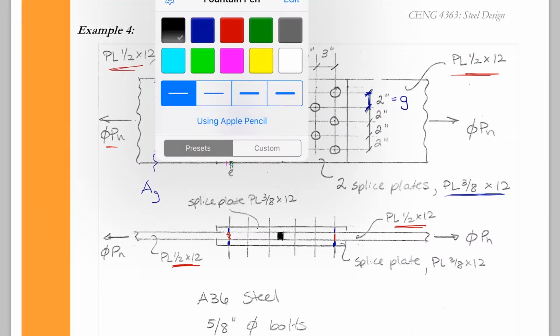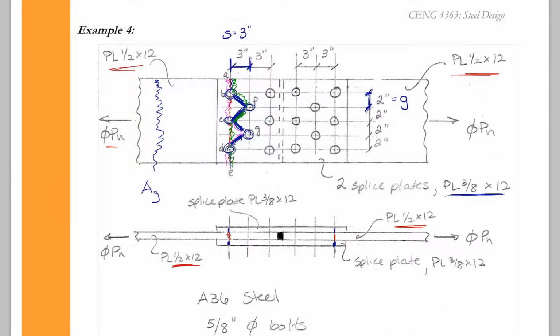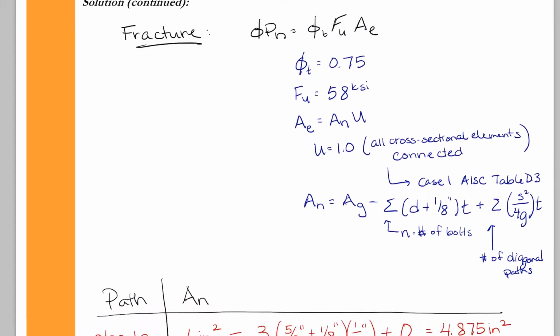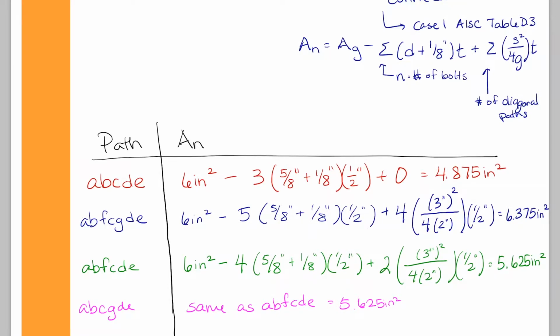Now, we might want to try something completely different. Maybe it will come down and go A to B and then to F. And then it won't go back to C. It'll go to G and then D and E. So this is another possible scenario. So we can go through our calculation. So this is now A, B, F, G, D, E. So this is going to be 6 inches squared. It goes through 4 bolt holes across the width. And it goes on 2 diagonals.